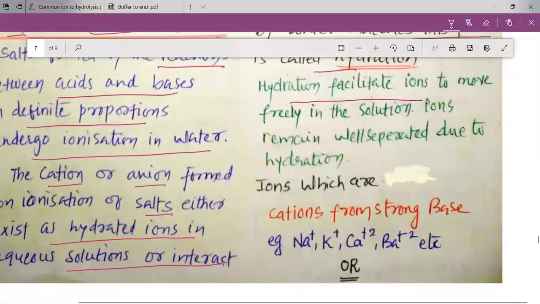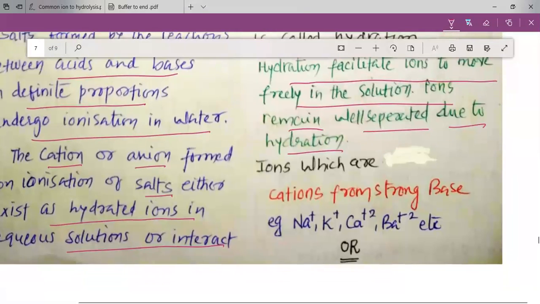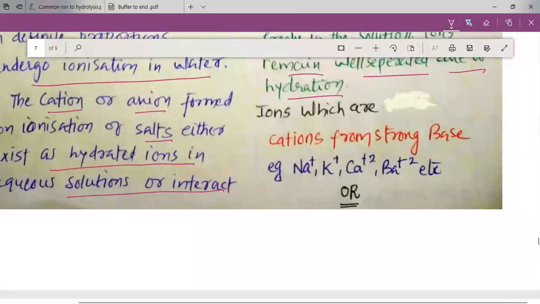Hydration facilitates ions to move freely into the solution. Ions remain well spread due to the hydration. This is the speciality of hydration, that when hydration takes place, ions can move freely without affecting each other, and they can remain well spread in the aqueous solutions. But now what is the case?